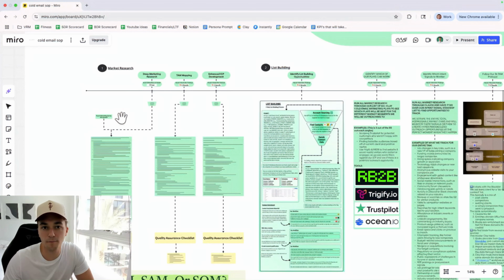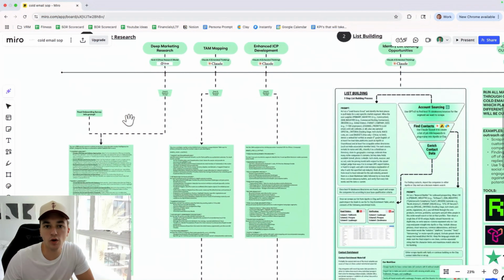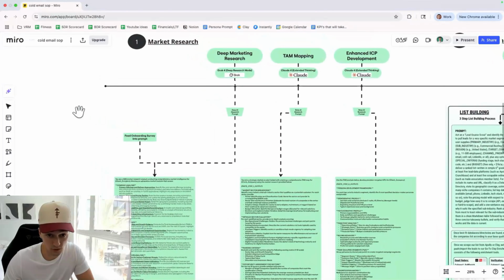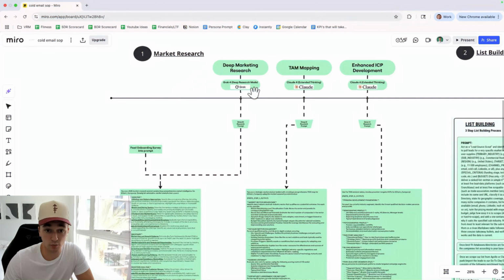So before we even build a list, we want to understand the market, and we want to understand the different segments in the market that we could potentially penetrate and take market share of. So the first step is deep market research.